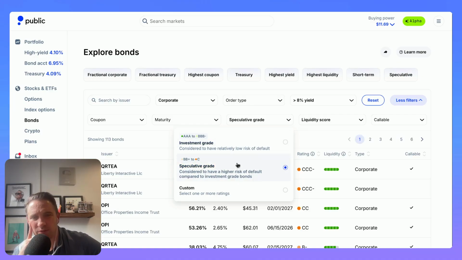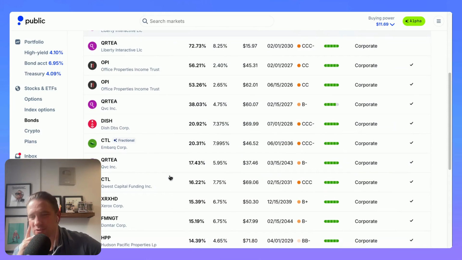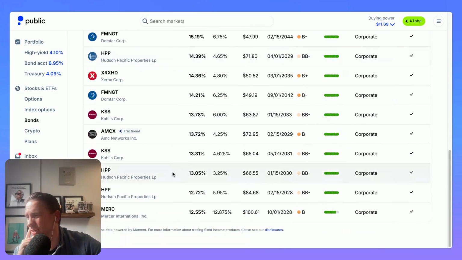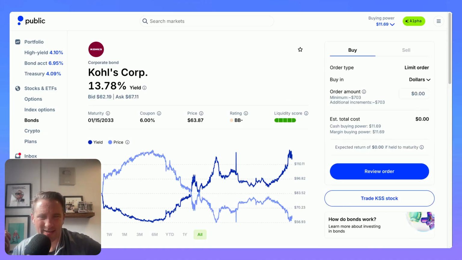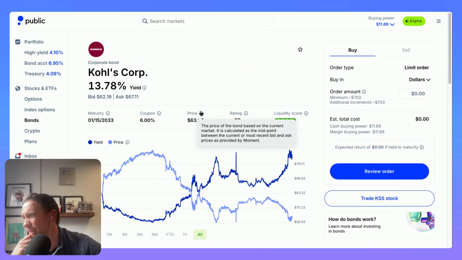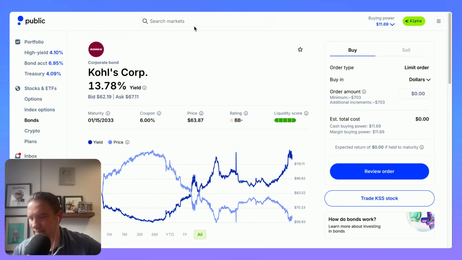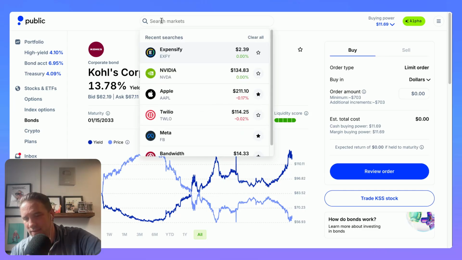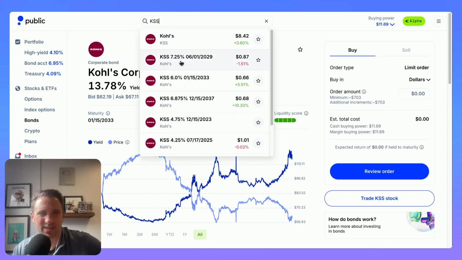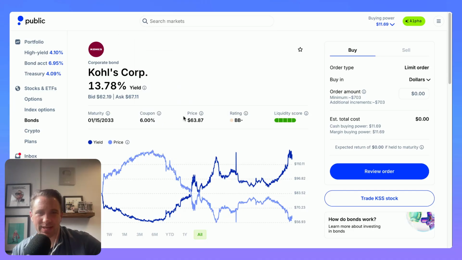But the beautiful thing here is that you have these features to essentially find a bond that is of interest to you and then tap into it. So here's Kohl's, 13% yield. So you can click into it. Remember the symbol page I was showing? We were looking at Expensify and Meta. This is sort of the same thing, but now for bonds. And by the way, if you're interested, you do KSS and you can see the bonds. And if you click one of these bonds pages, you'll end up on something like this.